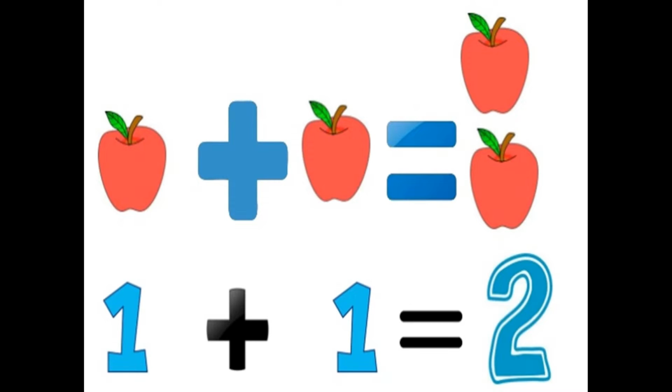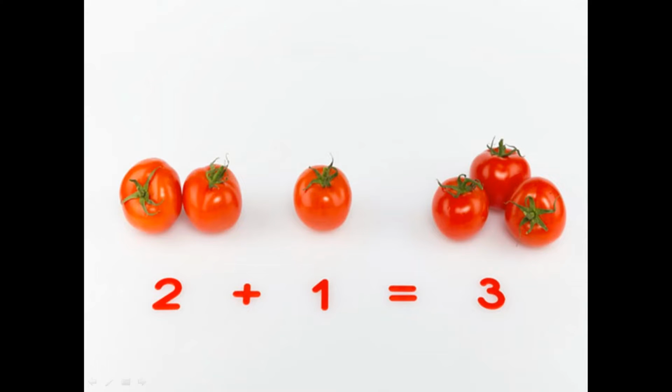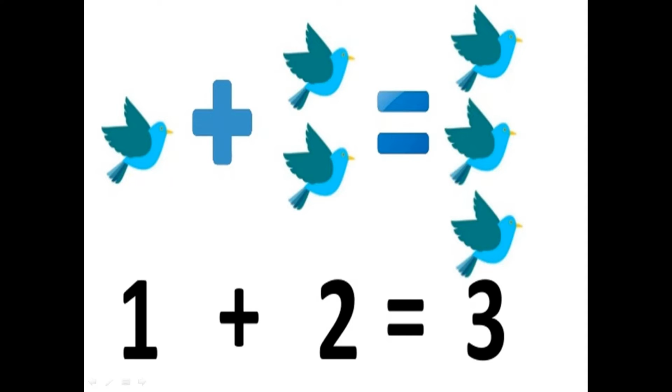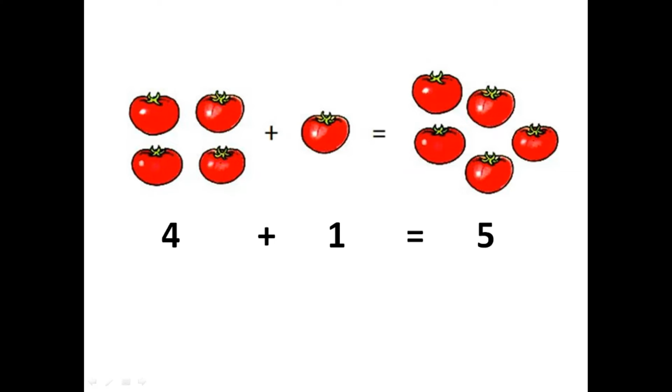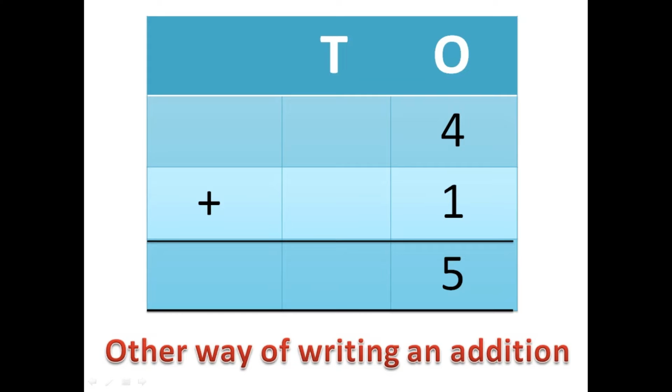Let's learn addition by some more examples. 1 plus 1 equals to 2. 2 plus 1 equals to 3. 1 plus 2 equals to 3. 4 plus 1 equals to 5. Now you can see this is one way of writing addition, and I am going to tell you other way of writing an addition sum.